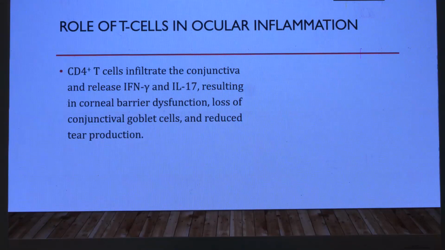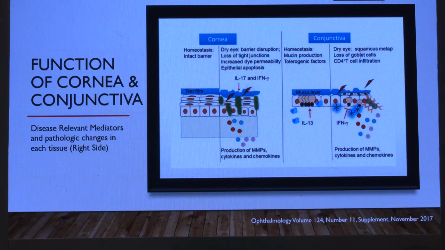So where is the role of T cells in this ocular inflammation? The CD4 T cells infiltrate the conjunctiva and release interferon gamma and interleukin 17, resulting in corneal barrier dysfunction, loss of conjunctival goblet cells, and reduced tear production. We all know the function of the cornea and the conjunctiva. They maintain homeostasis as an intact barrier, and the conjunctiva does this by mucin production. When these two are disrupted, there is dry eye disease.